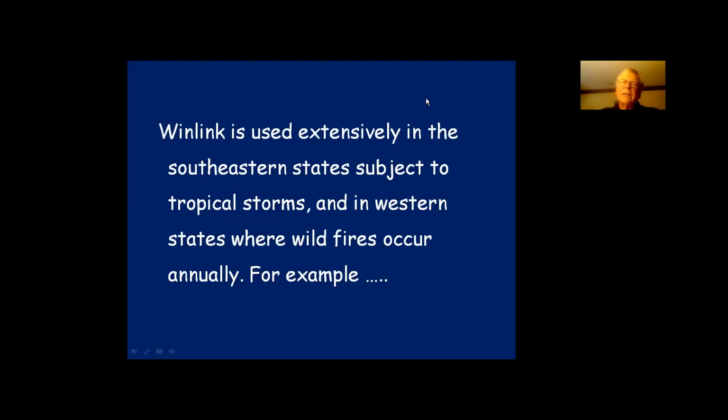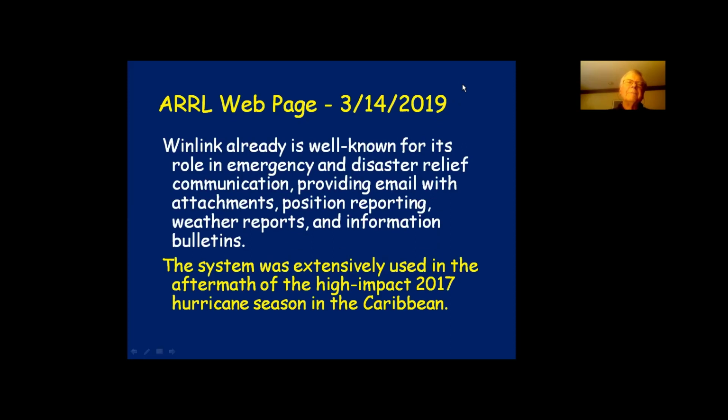So Winlink is used extensively, as you may know, in the southeastern states that are subject to tropical storms, and in western states where wildfires occur annually. For example, here's a quote from the ARES webpage indicating that Winlink is well known for its role in emergency and disaster relief communication, providing email with attachments, position reporting, weather reports, and information bulletins. The system was extensively used in the aftermath of the high-impact 2017 hurricane season in the Caribbean, and many of you will remember that as being quite a mess down there.